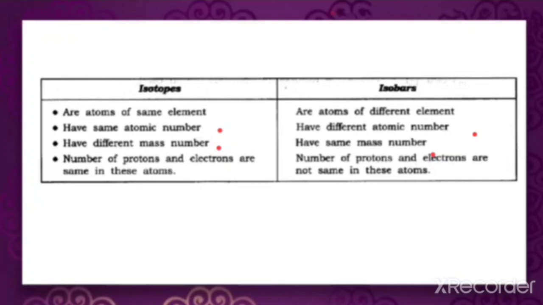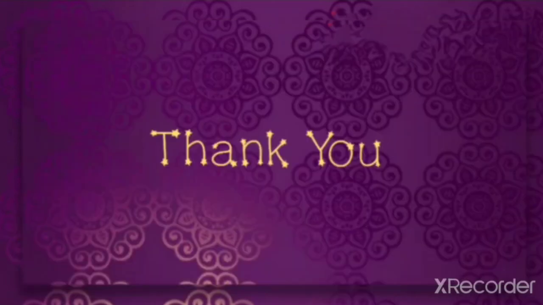As here the atomic number is the same, the number of protons and electrons should be the same. But here these are atoms of different elements, so the number of protons and electrons is not the same in these cases. So this is the comparative study of isotopes and isobars. These are the most important points in this chapter. That is what we have discussed about isotopes and isobars in this video, and we have also done a comparative study of isotopes and isobars.